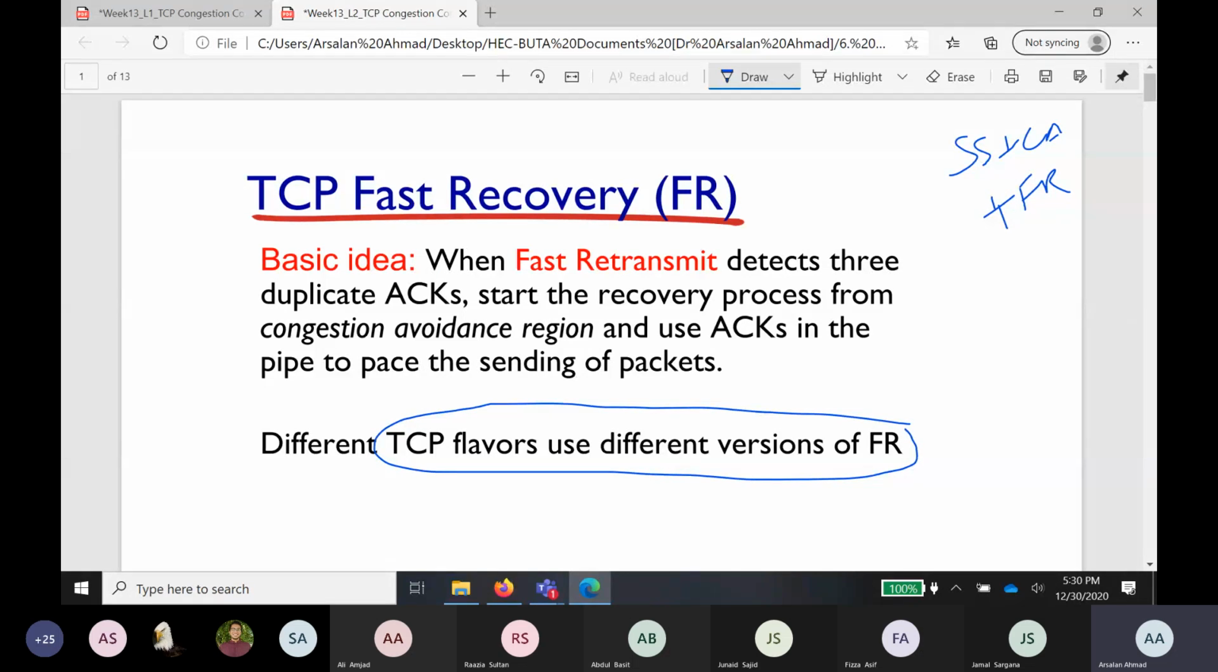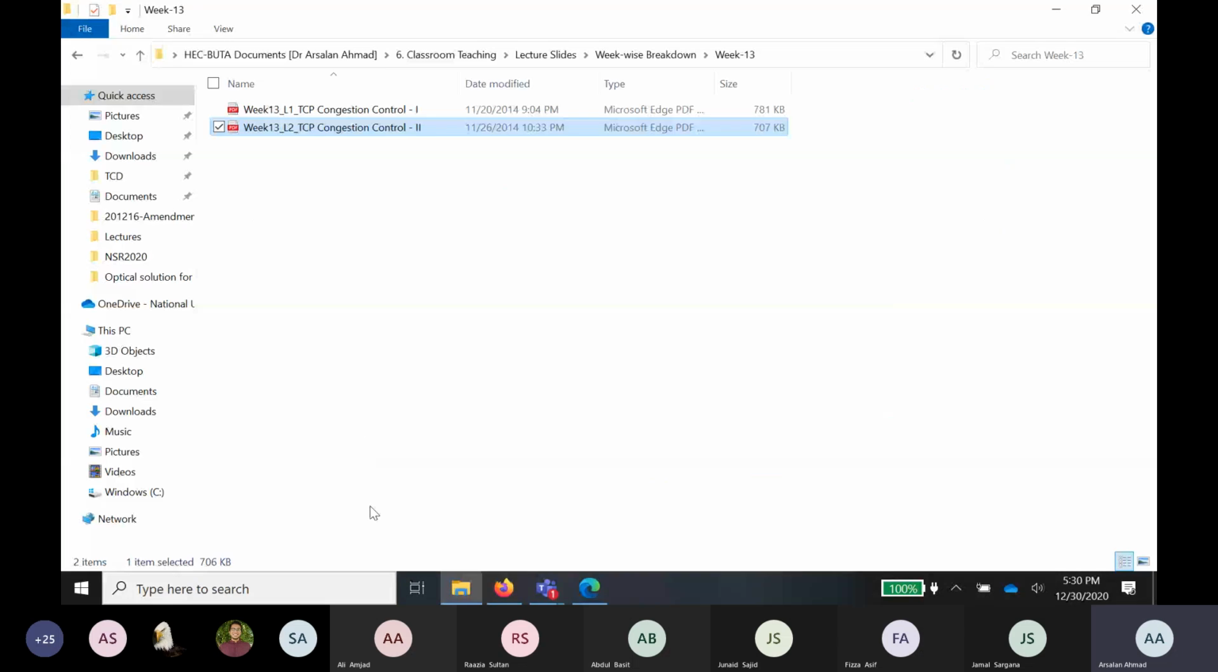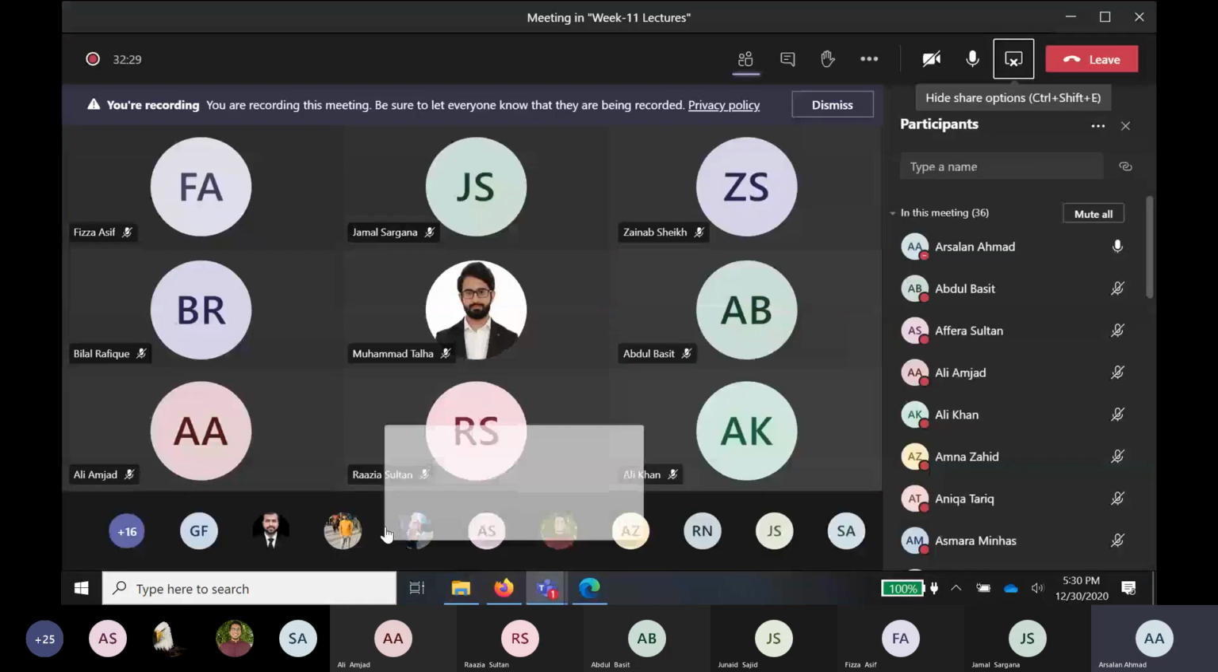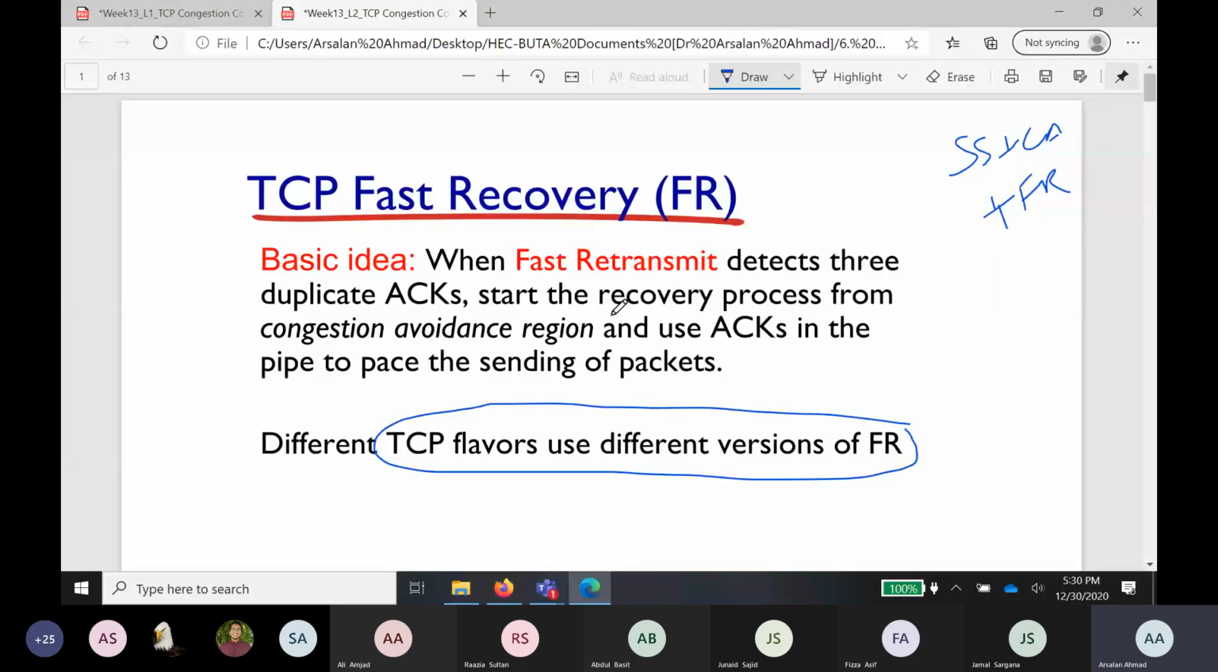But the difference is very small, so it should not be a problem. We'll just study that.